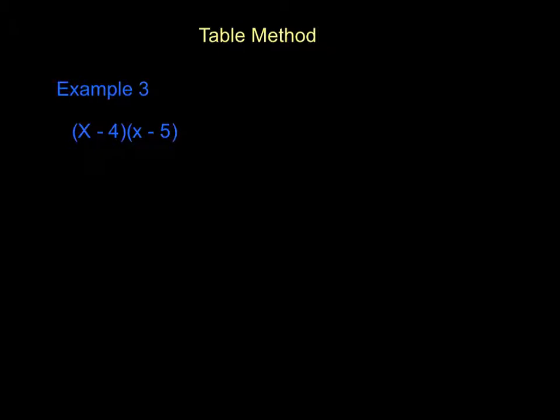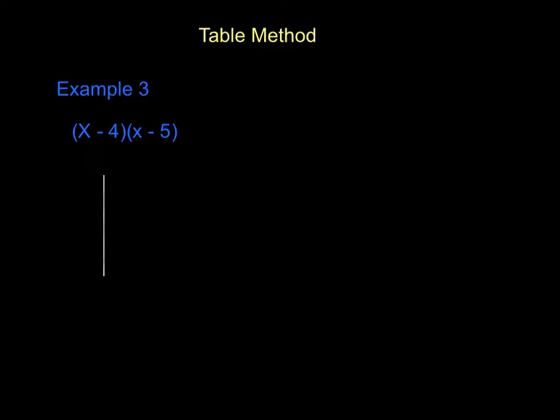Now another method that can be used is what we call a table method. And I don't use this one myself, but I'll throw it out there, and if you're comfortable with it and you want to try it, then that's something that you can use as well. So I'm going to take my product of x minus 4 and x minus 5, and I'm going to set them up in terms of a table.